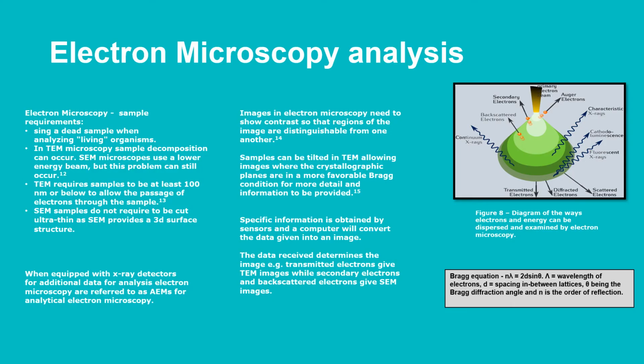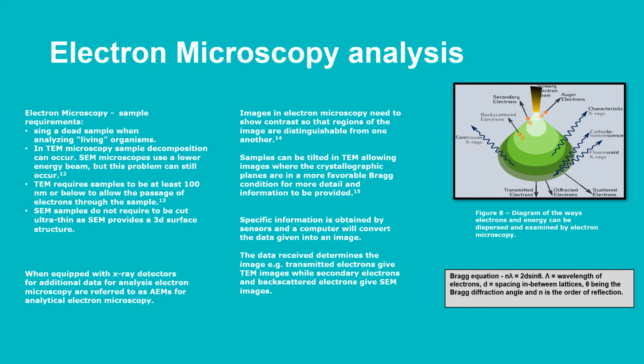Electron microscopy analysis. Before analysis can proceed, there are sample requirements that need to be considered. Using a dead sample when analyzing living organisms. Dead samples are used because the organism will die due to the vacuum pressure needed for electron microscopy. In TEM microscopy, sample decomposition can occur. This is because TEM microscopy can render a sample useless or decompose a sample. Due to where the beam is focused, the temperature can reach around 150 degrees Celsius. So a sample which can withstand this energy needs to be used.